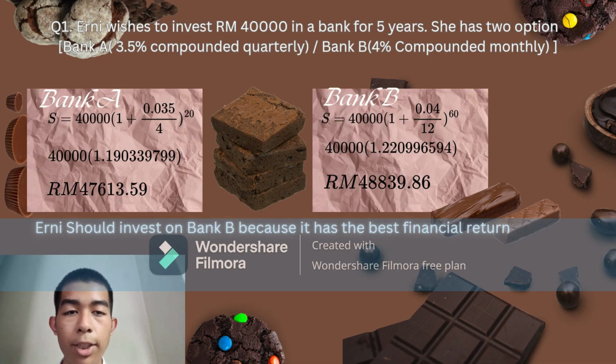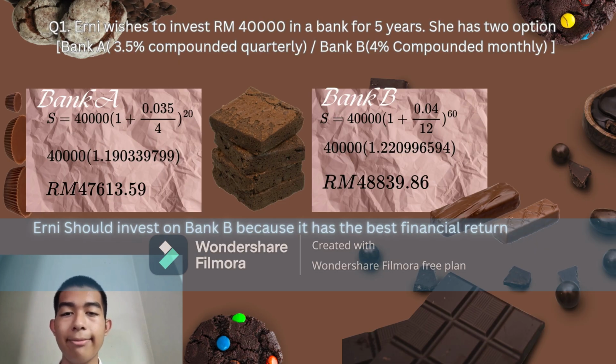For Bank B, we will just change the rate, frequency and the time to 0.04, 12 and 60. And the last answer we will get is 48,839.86. So Ernie should choose Bank B because it has a better financial return than Bank A.